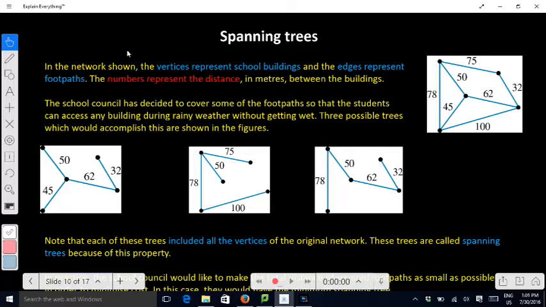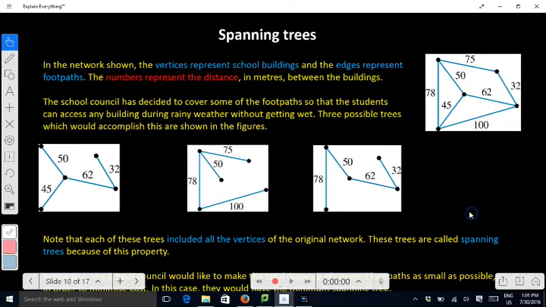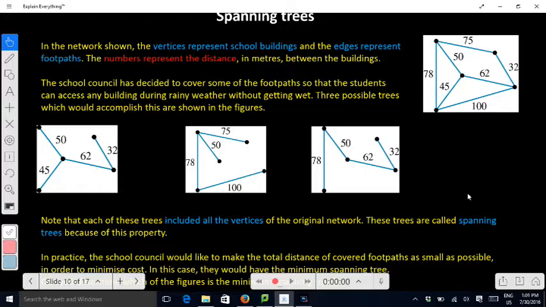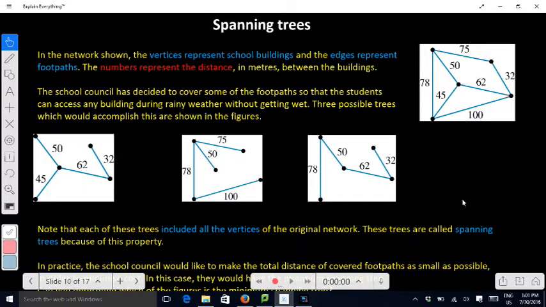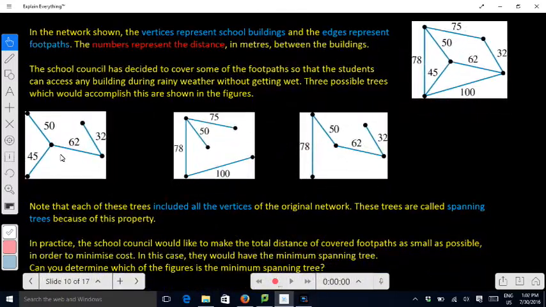The next thing we're going to look at is what's called spanning trees. So in the network shown, the vertices represent school buildings and the edges represent footpaths. So over here we've got a couple of different school buildings and we've got different paths that we can make. The school council decided to cover some of the footpaths so that students can access any building during rainy weather without getting wet. Three possible trees which would accomplish this are shown in the figures. So I've got 3 different ways I can do that.